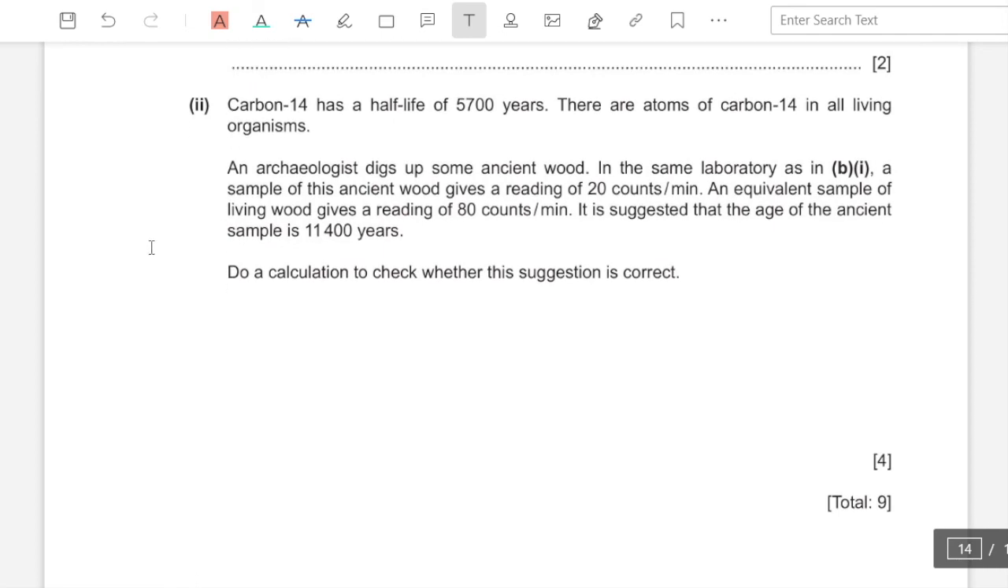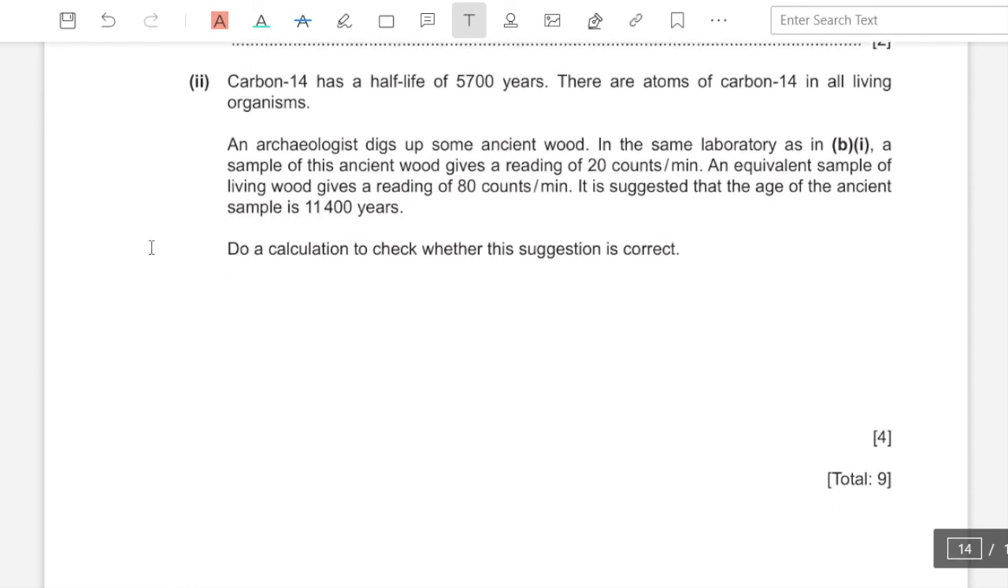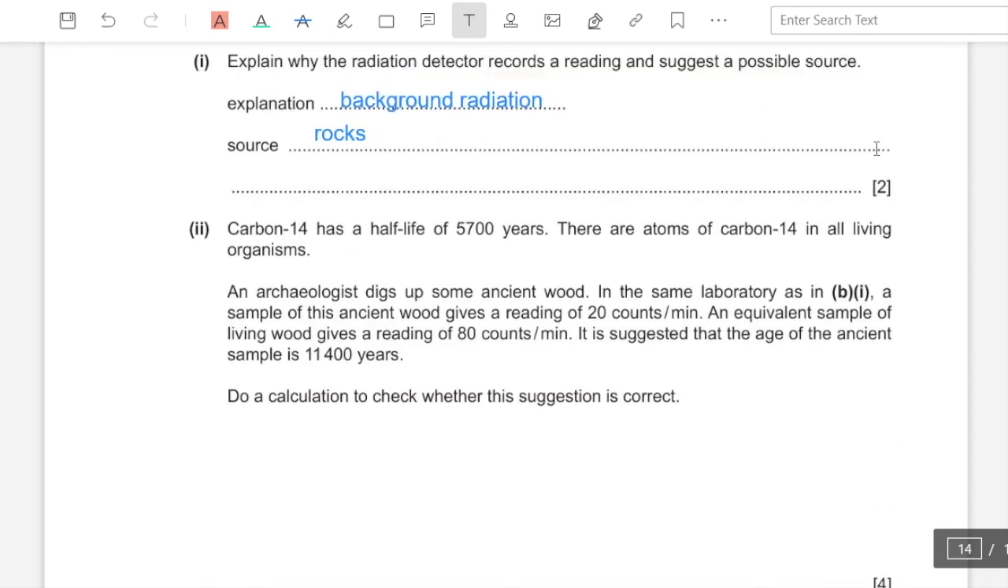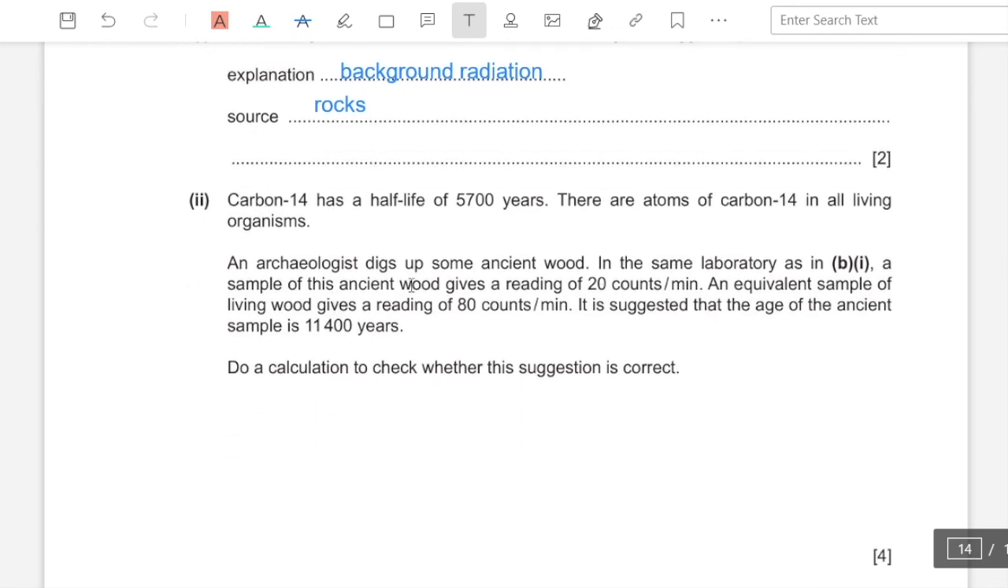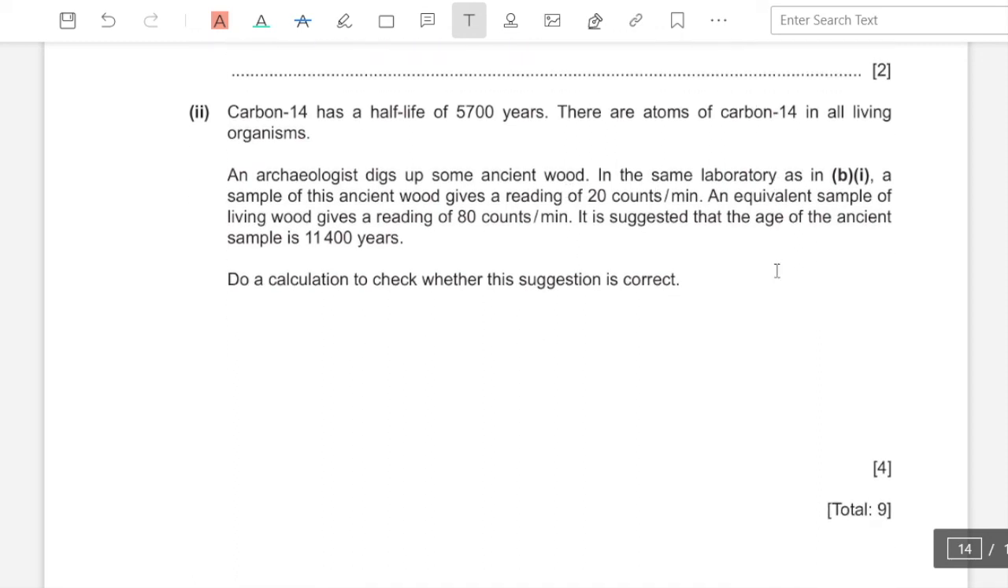2. Carbon-14 has a half-life of 5700 years. There are atoms of carbon-14 in all living organisms. An archaeologist digs up some ancient wood in the same laboratory as in B1, which means the background radiation in here is going to be 10 counts per minute. A sample of this ancient wood gives a reading of 20 counts per minute. An equivalent sample of living wood gives a reading of 80 counts per minute. It is suggested that the age of the ancient sample is 11,400 years. Do a calculation to check whether this suggestion is correct.